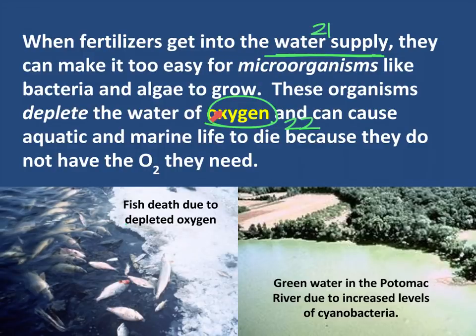So if there is no oxygen or not enough oxygen in the water, the fish and the marine life won't be able to breathe. They can't breathe. They die. Fish death due to depleted oxygen. This is a picture of dead fish in the ocean due to the fertilizer getting into the water supply. So on number 23, what does this do to fish and other aquatic life? Death. They die. Number 23, fish death.